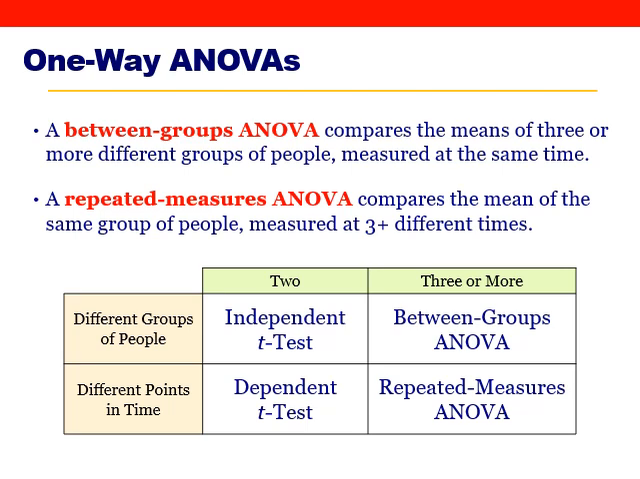Whereas with a dependent t-test, we measure the same group of people twice, a repeated measures ANOVA allows us to measure the same group of people 3 or more times.